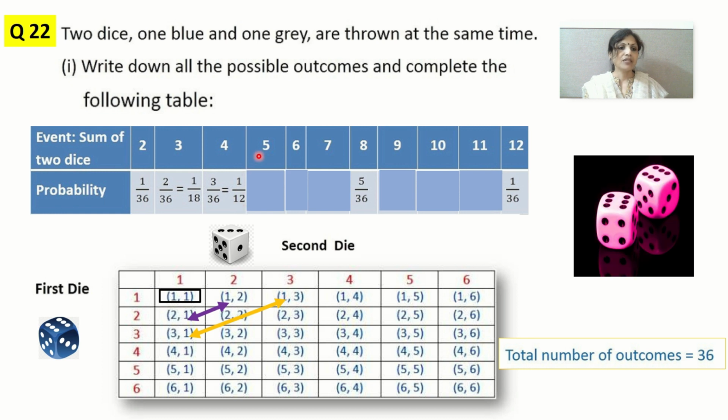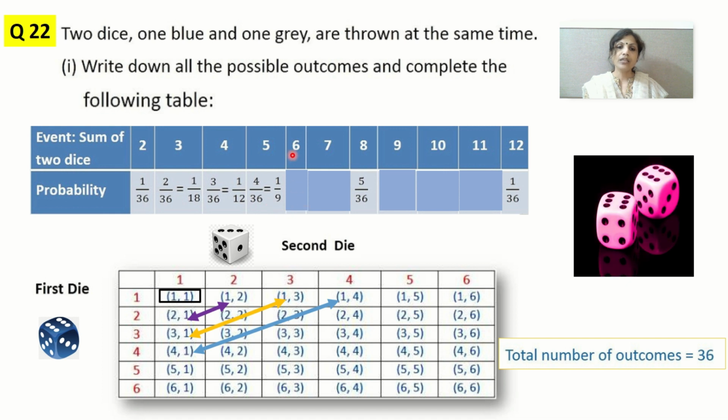Next blank, sum of the two numbers on the dice is 5. Let's find out. If you just check out this blue color line which is passing through 4 favorable outcomes, the addition of those outcomes is equal to 5. So your answer is 4 upon 36, and 4 by 36 is 1 upon 9.